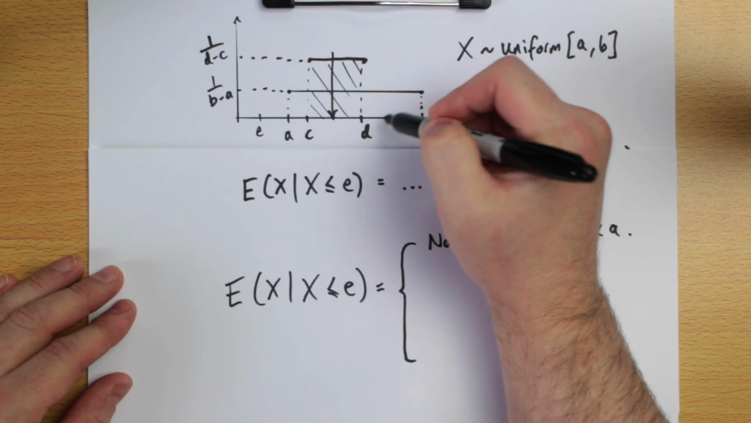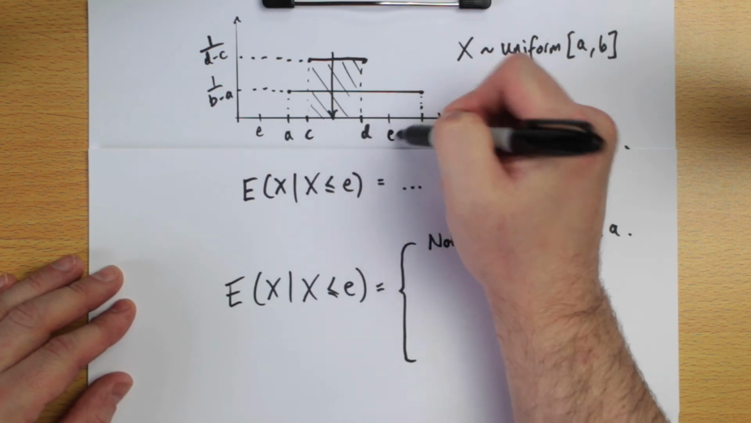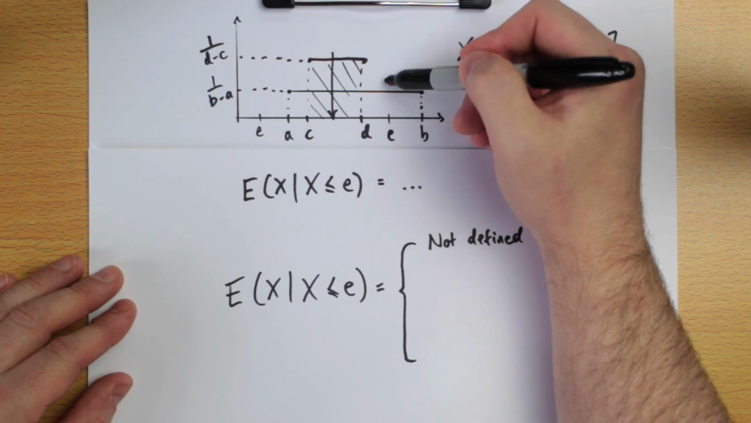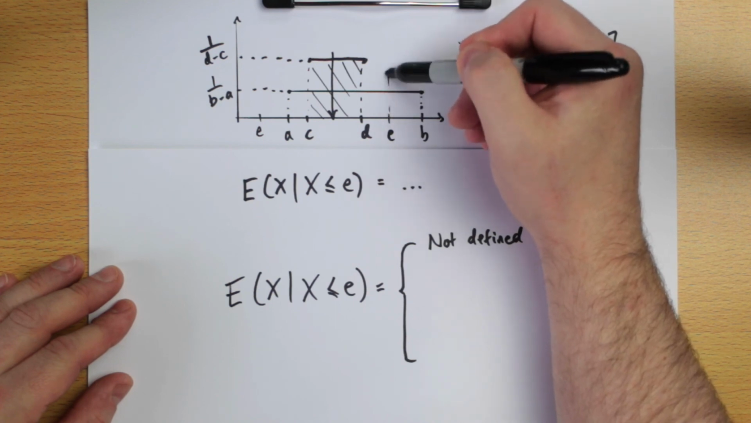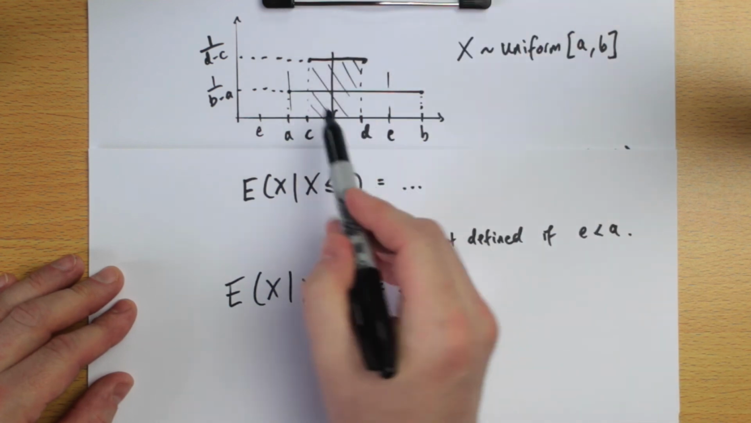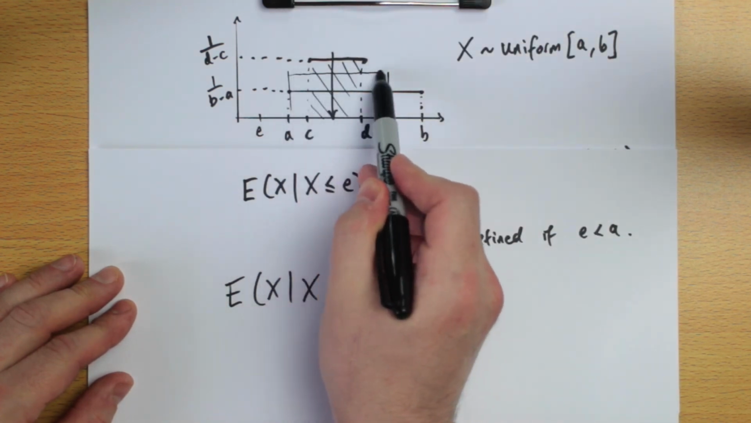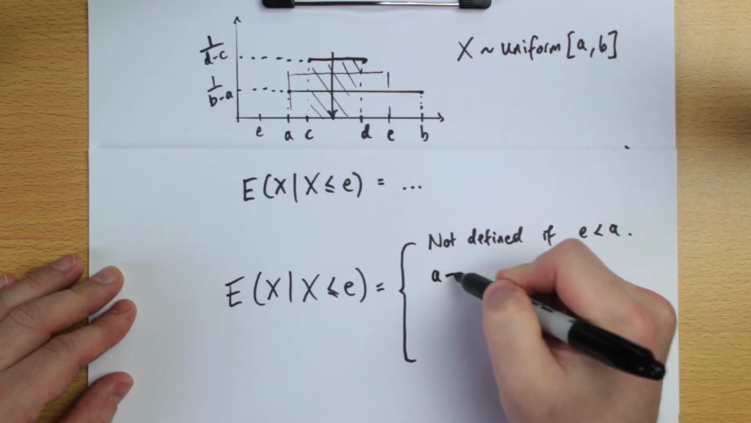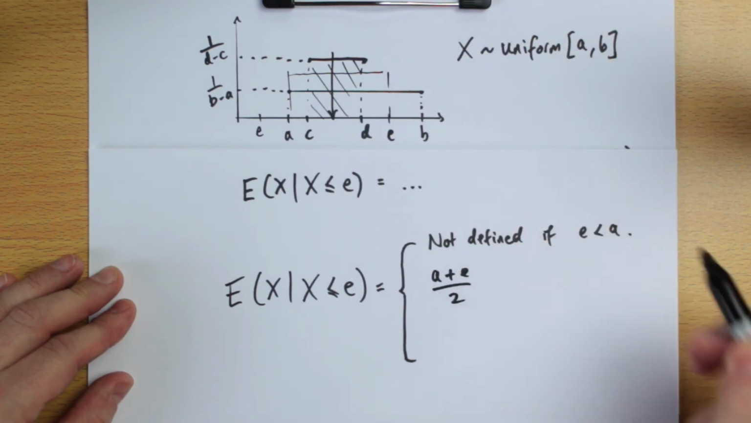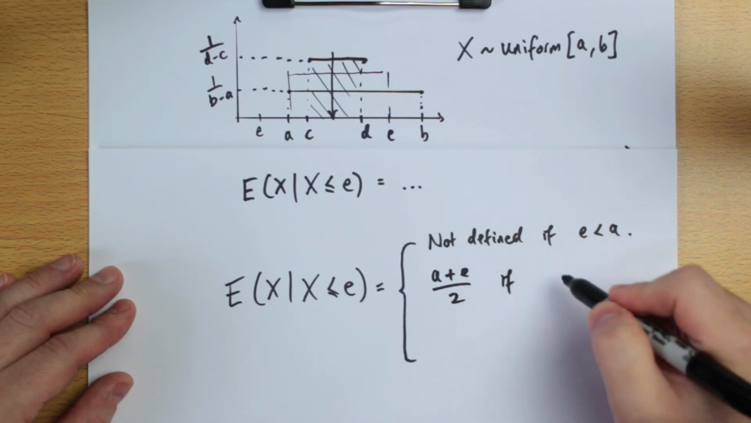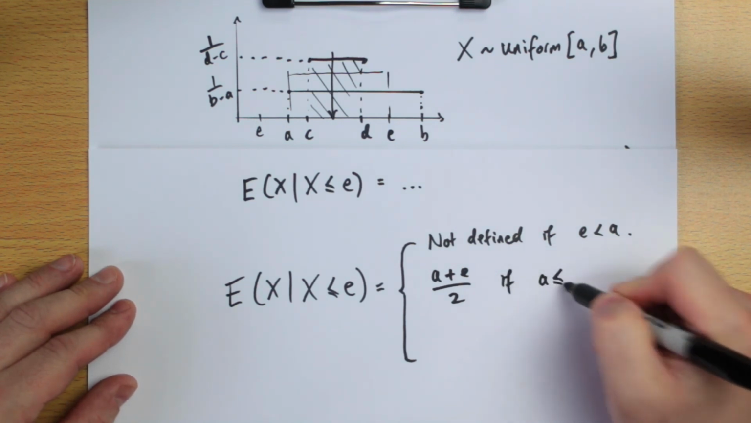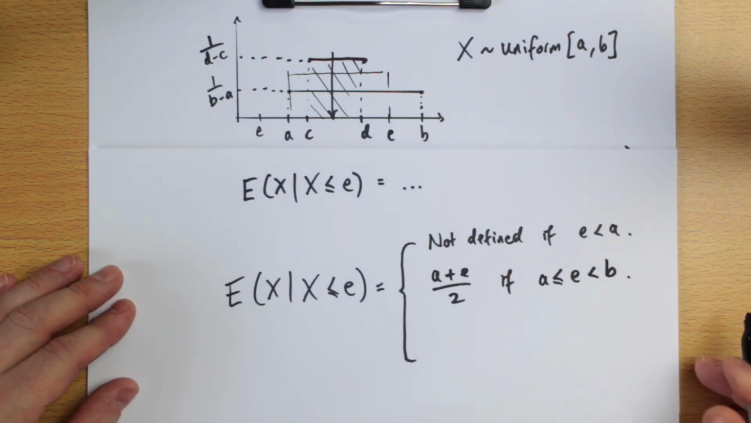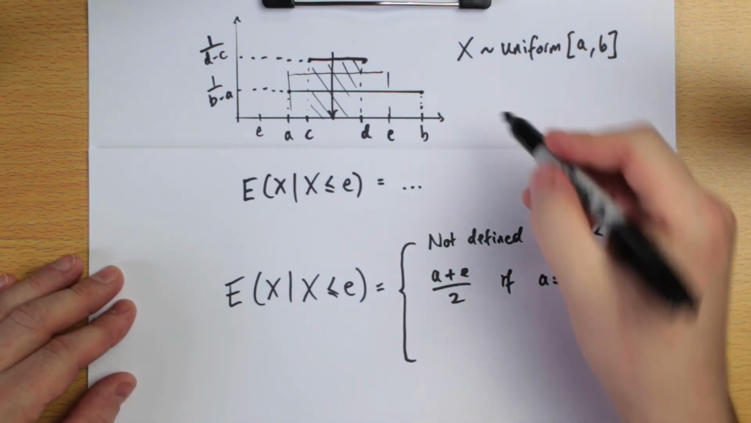What about if e is in this interval between a and b? Well, then I would update, I'd form a new distribution like this, which has area 1, and I'd look in the middle, so it would be a plus e divided by 2 if a is less than or equal to e is less than b.